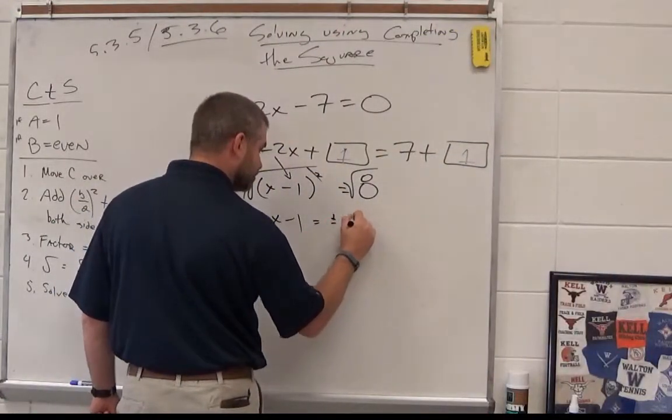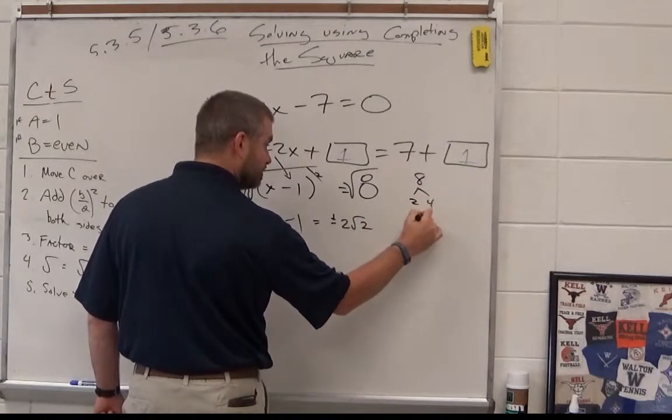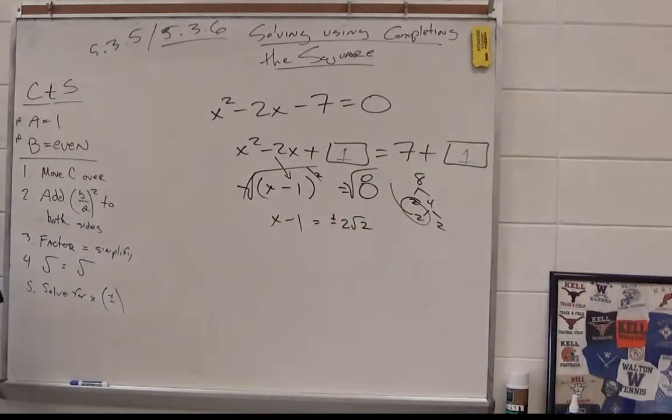How did you get 2 root 2 so quickly? What does 8 break up into? 2, 2, and 2. 2 and 4, which is 2 and 2. I got a pair of 2's, 1 comes out. You ought to have that memorized. The square root of 8 is equal to 2 root 2.